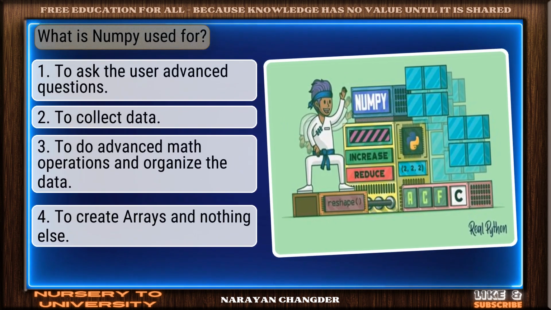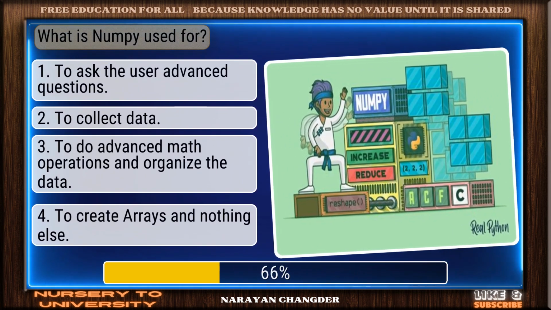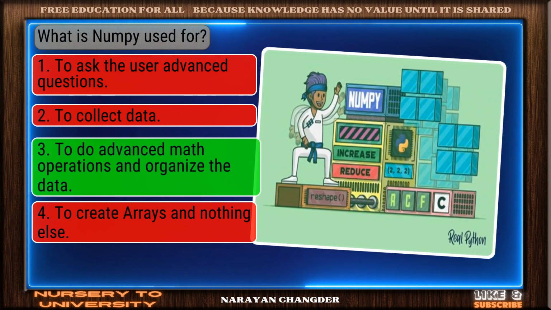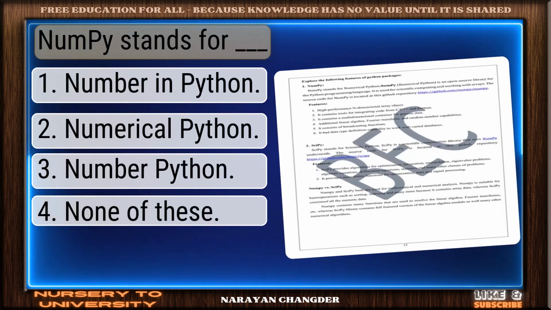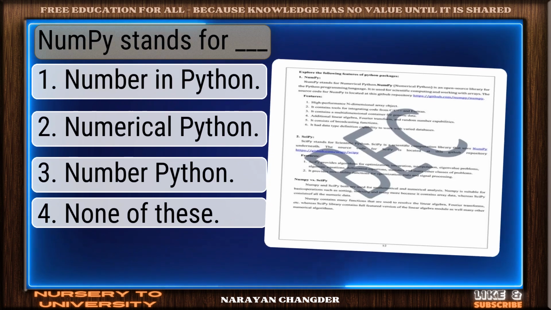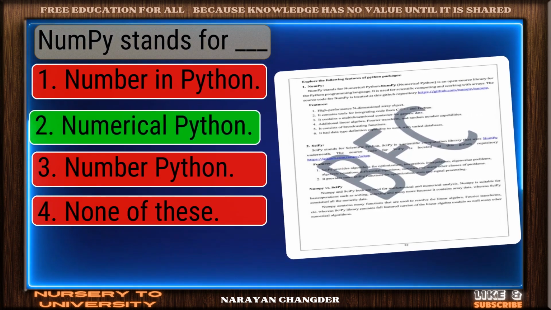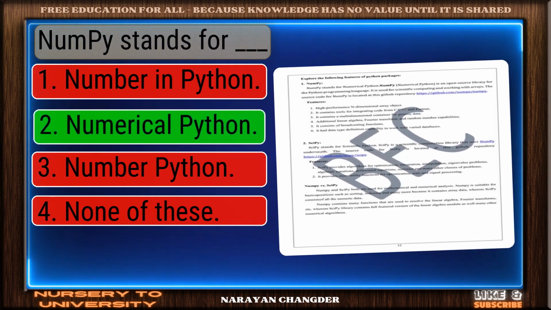Question number 71. What is Numpy used for? Valid point. To do advanced math operations and organize the data is true. Question number 72. Numpy stands for dash. Solid response. Numerical Python is a valid choice.